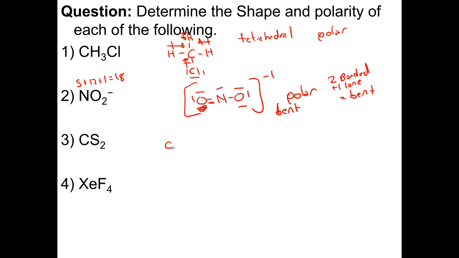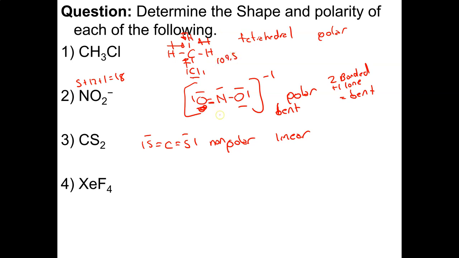CS2, carbon, double bond S, double bond S. I shortcut it because I know what it looks like. Symmetrical, right? You can see that the dipoles will cancel out because it's symmetrical, same atoms on opposite sides. So this is going to be non-polar. As far as the shape is concerned, linear. So 180 for the bond angle, in case you're wondering. This is going to be 109.5 for the bond angle. I didn't ask, but that's what it is.